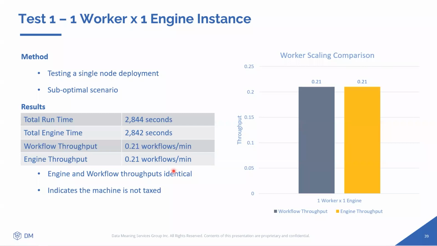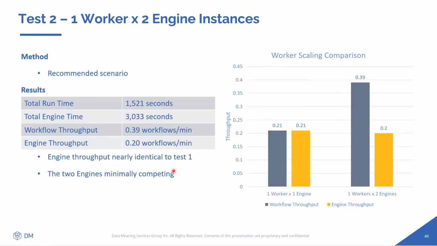Let's move to the second scenario. So the idea here is that now we are using 2 engines. So the ideal scenario, the recommended scenario. And as you can see here, now the worker is able to give more results, double the results as it would if we had only one engine. So we're actually able to run 2 workflows at the same time without losing anything here on the engine. So this is the ideal one for us that we always use as best practice.